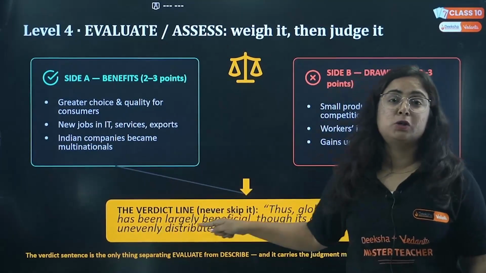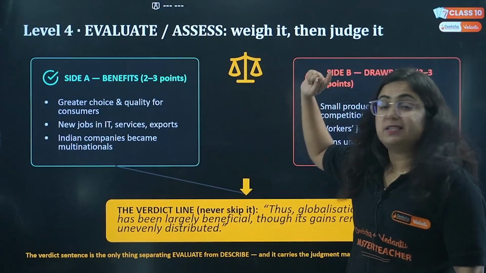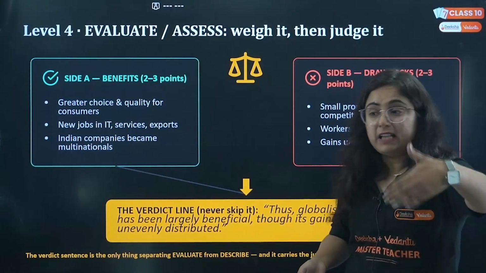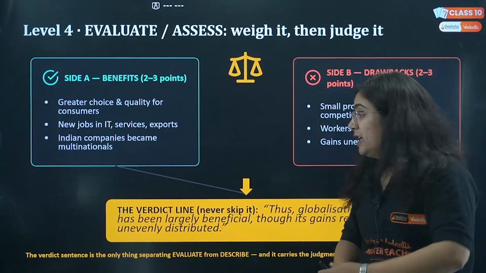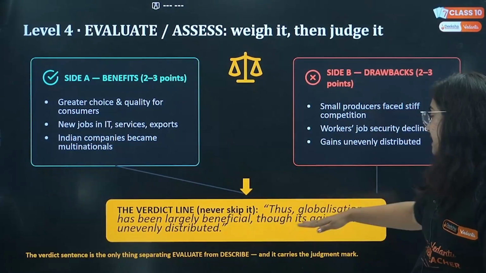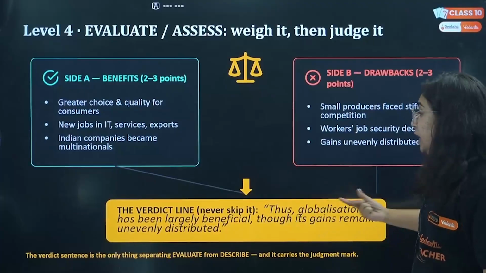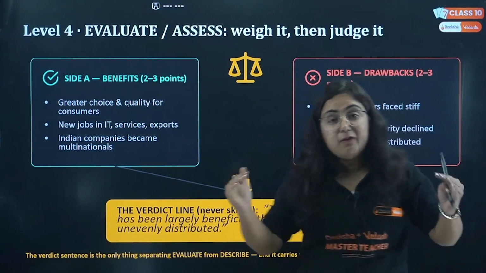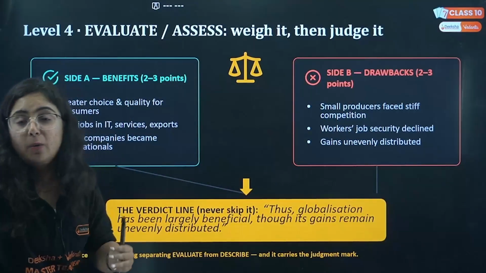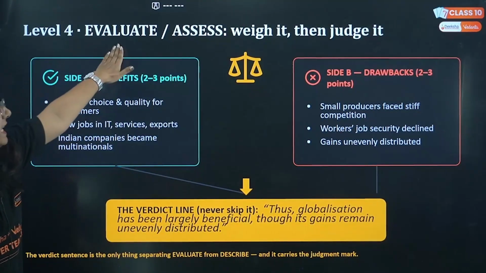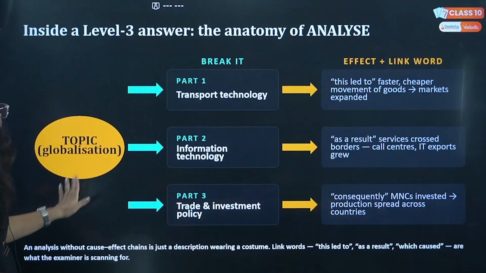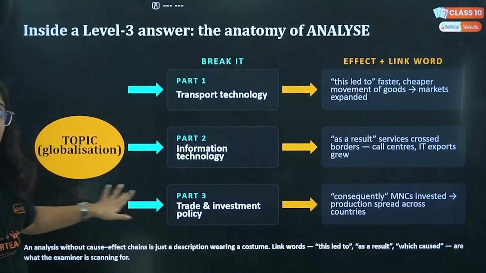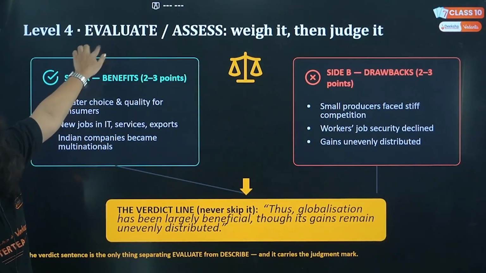The verdict line should be there. Whenever it's about evaluate, it's like assess, but they want you to give your opinion. They want to know what you actually think about it. So give the verdict line, never skip it. For example, for the previous question: globalization has been largely beneficial, though its gains remain unevenly distributed. Give a conclusion that is your opinion whenever the words are evaluate and assess. When I was talking about analyze, I did not tell you to write the closing line, but here, for evaluate, I am suggesting you write it.